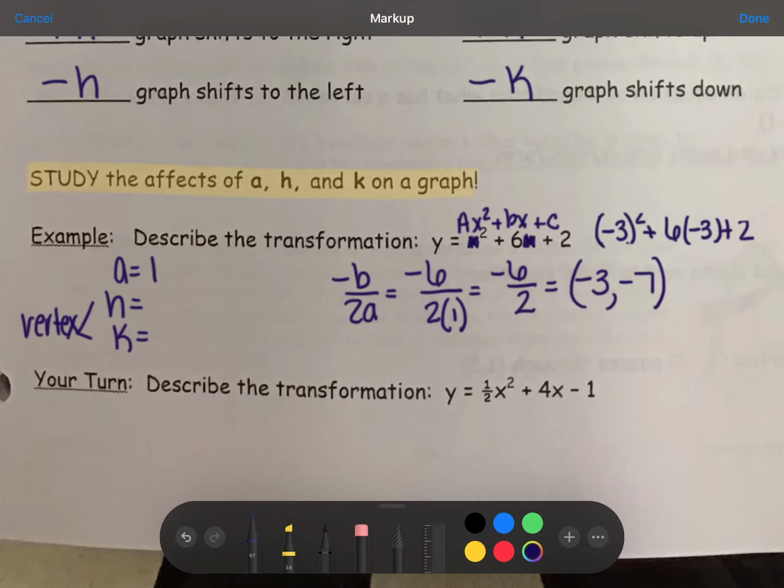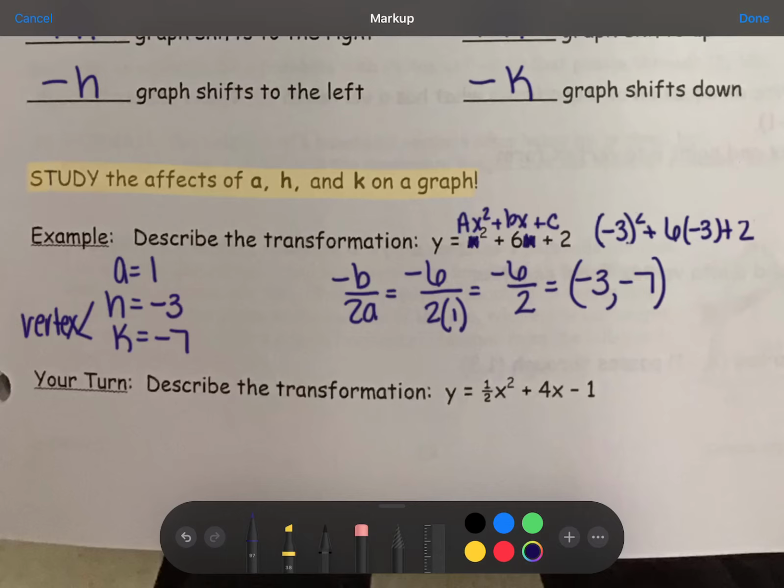All right, so recap: find the vertex. Negative b over 2a, whatever you get, plug it back into the equation to get the y-coordinate of the vertex. So now I know my h is negative 3 and my k is negative 7. So now I can talk about the transformation.